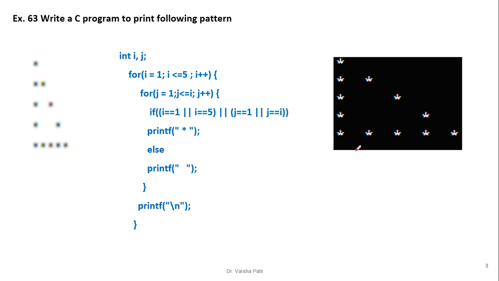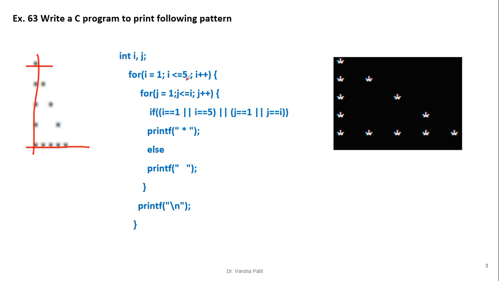Now write a C program to print the following pattern. I have already taken such an example in my previous video, only instead of the star pattern, there it was numbers. Now you can easily observe that the first row and the fifth row we are printing all stars, and after that, when we are on the first column and the last column, we are printing stars. So that is nothing but this.